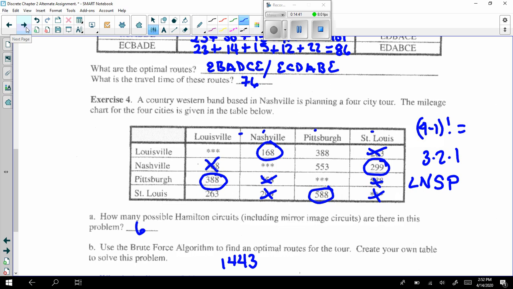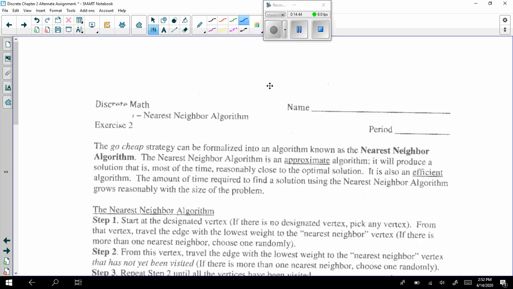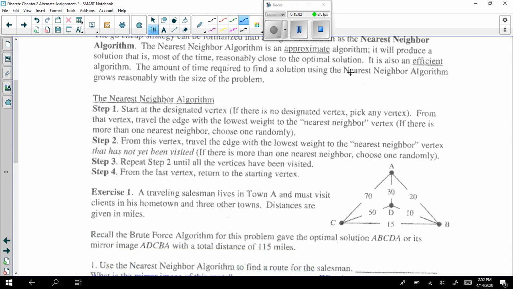The next thing that we're going to talk about is the nearest neighbor algorithm, which is also known as the go cheap strategy. It's an approximate algorithm. It's going to produce a solution that is efficient but not necessarily optimal. It does not always come out as the best solution, okay? Because it's using a method, but it's not necessarily the only option.